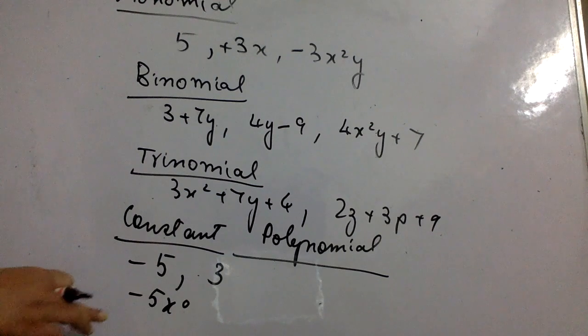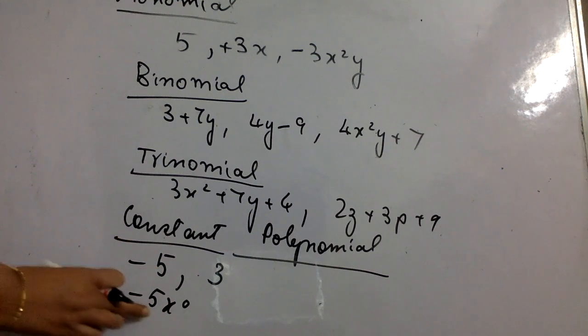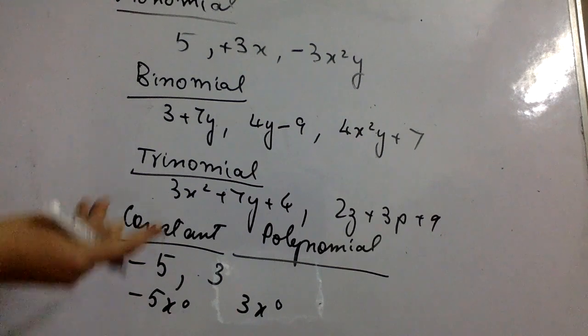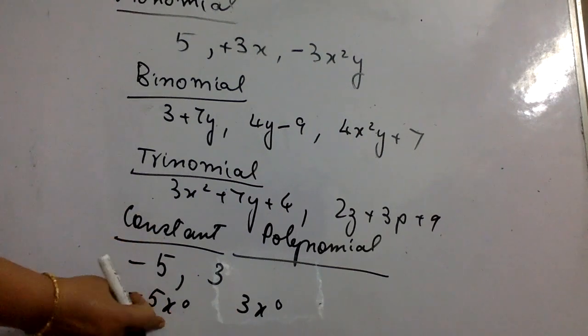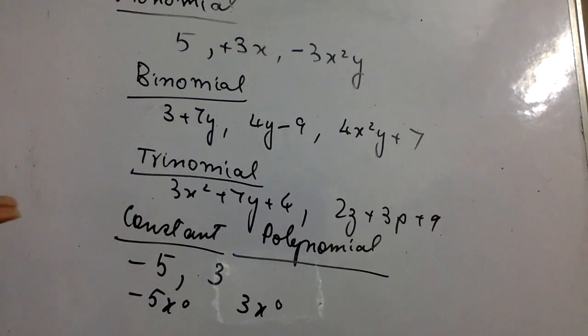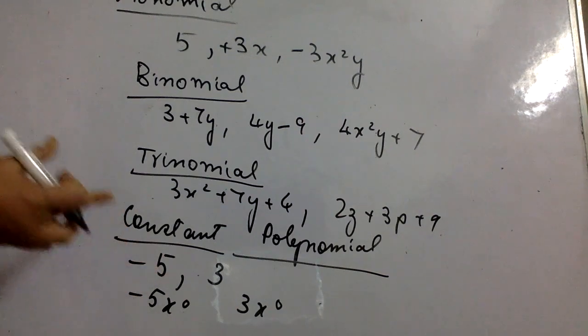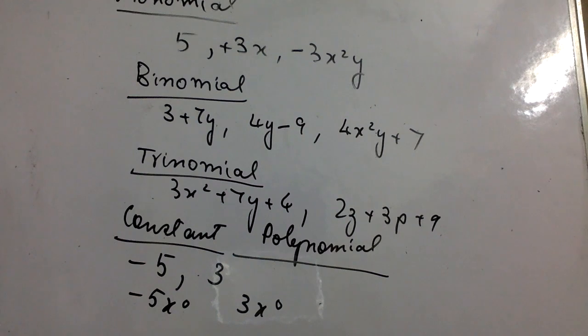So, this satisfies the definition of a polynomial, right? It satisfies the definition of a polynomial because minus 5 can be written as minus 5x to the power 0, or 3 can be written as 3x to the power 0. Why? Because x to the power 0 is nothing but a 1. We know it from exponents. So, considering that even these plain numbers are all considered as polynomials, they are referred to as constant polynomials.